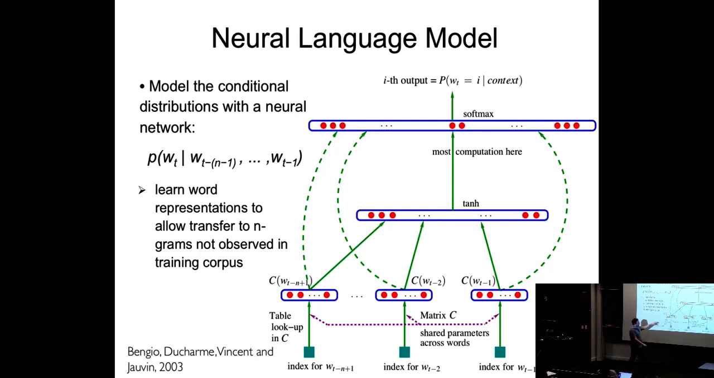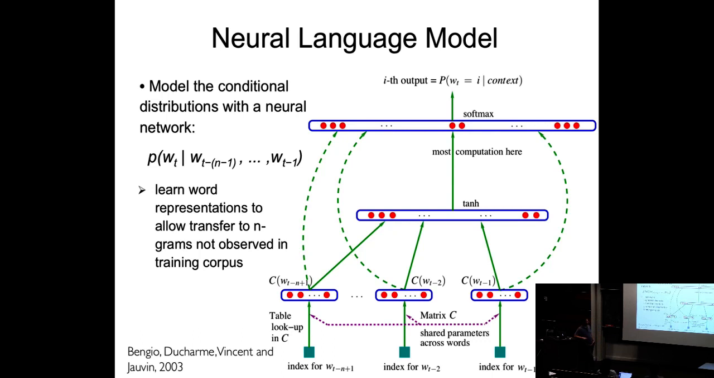But here, what happens is that by learning these embeddings, if I give you a context that you've never seen before, this model can still take it into account, right? Because you have the embedding of this particular word, you have the embedding of this particular word, and then that neural network can figure out how to take this information into account.